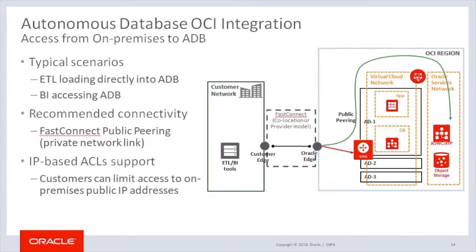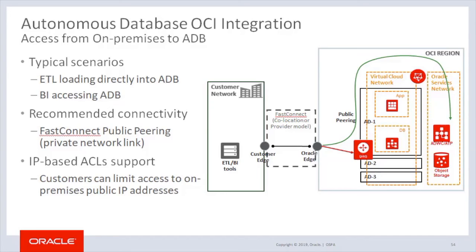As with other Oracle Cloud services, one of the design objectives of the Oracle Autonomous Database is the ability to connect on-premises databases and applications to Autonomous Databases. Typical scenarios include extract, transform, and load directly into ADB and business intelligence applications accessing ADB. These applications access ADB directly to perform analytics and visualization of data in the database.